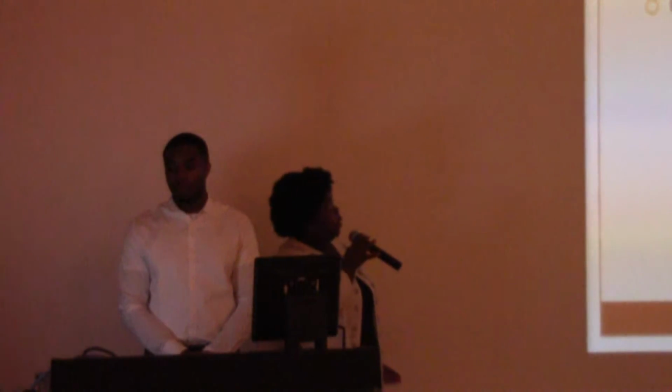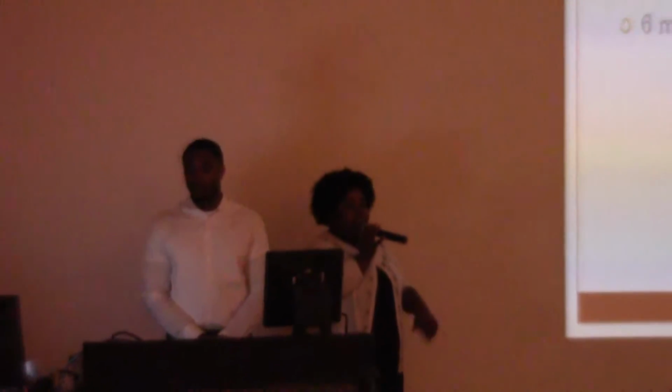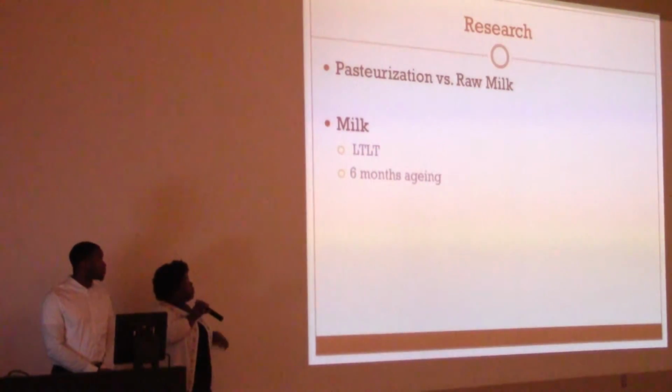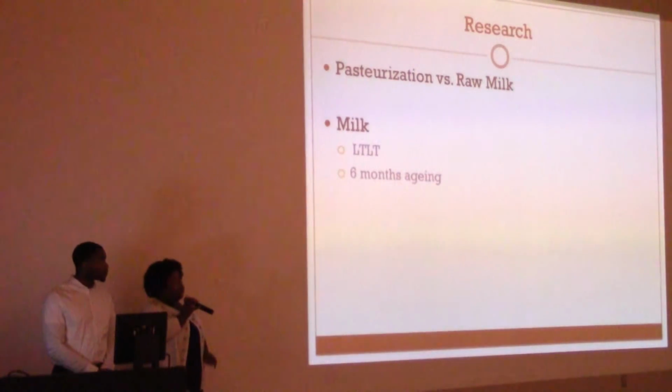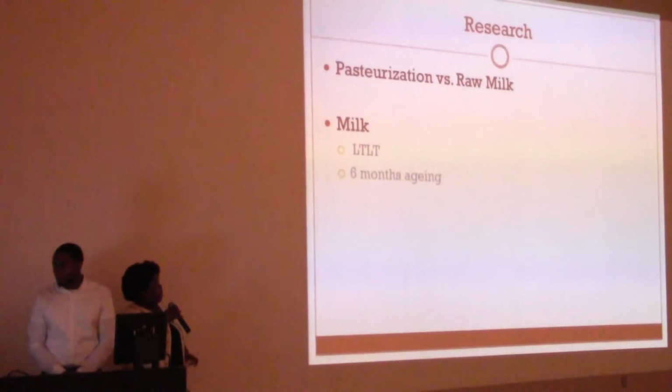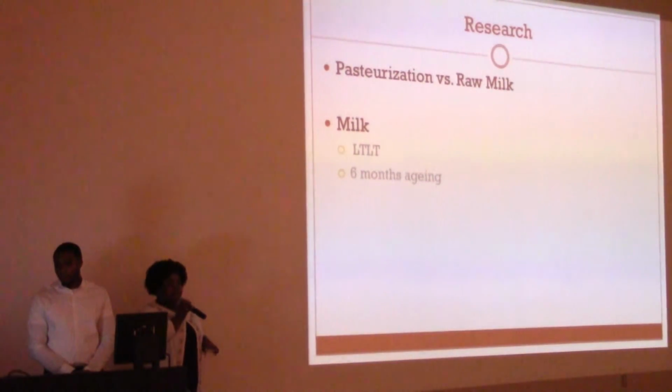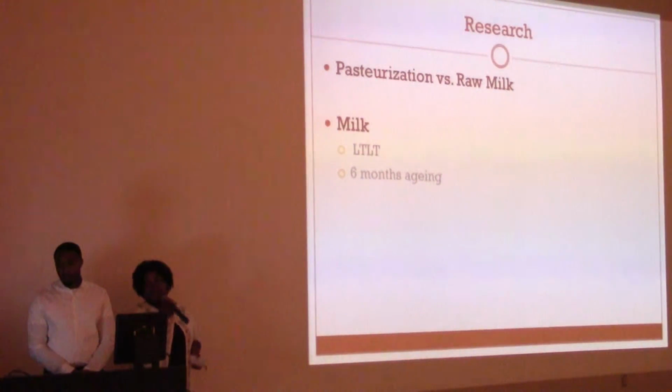One of the research topics that I looked at was the difference in pasteurization and raw milk in cheddar cheese. The milk that was pasteurized used a low temp, long time pasteurization, and it aged for 6 months. In the study, they determined that the ripening in a pasteurized cheese was better than that of the raw milk because the enzymes in the cheese did not break down as much in the pasteurized cheese as they did in the raw milk.